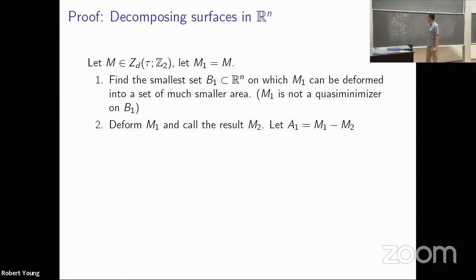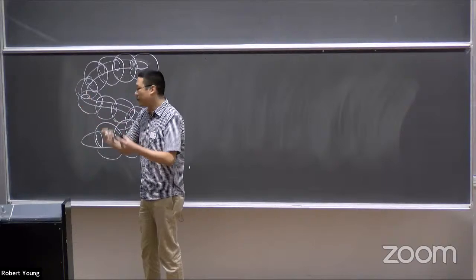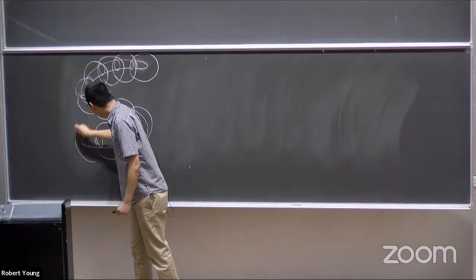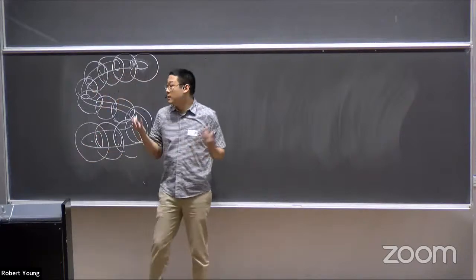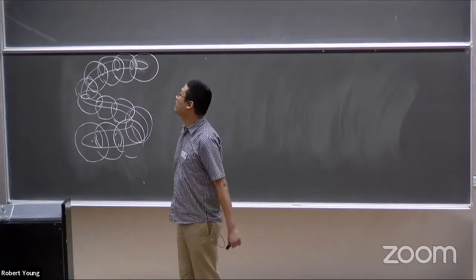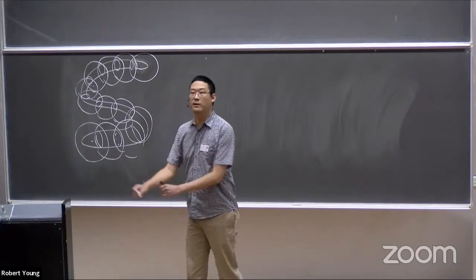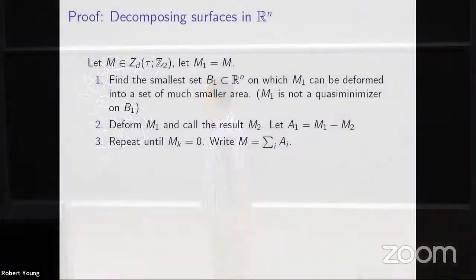So when do we stop? Well, eventually on the snake, we're going to get to the point where we just have the tip of the tail. And at that point, the only deformation that's left to do to reduce the area is to just take that tip there and shrink it down to a point. Eventually, one of our surfaces M sub i ends up being 0. And at that point, we have a decomposition of our original cycle into a sum of smaller cycles.